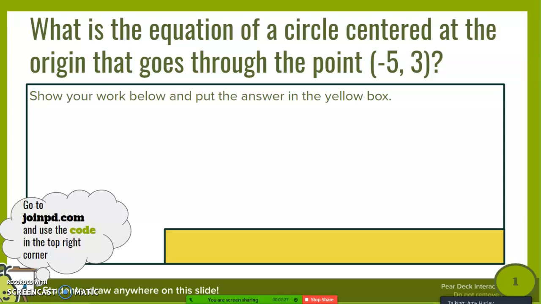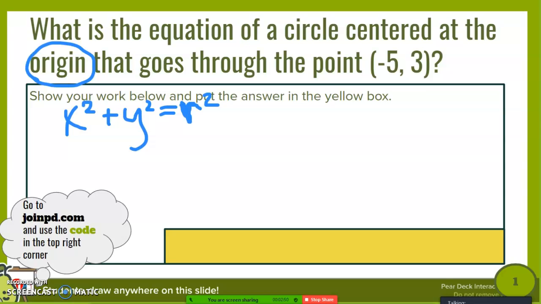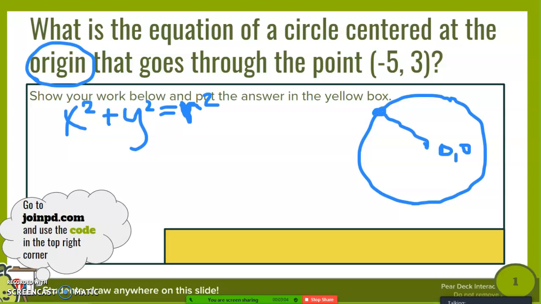In order to write the equation of a circle centered at the origin, what we have found is that we're going to use the equation x squared plus y squared equals r squared. And all we have to do is replace r with the radius of this circle. Now we don't know the radius of the circle, but we do know that it is a circle with a center at 0, 0, and it passes through -5, 3.